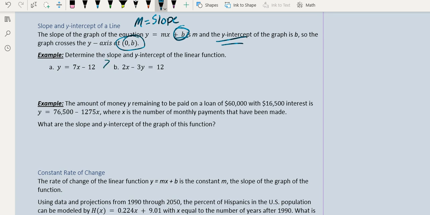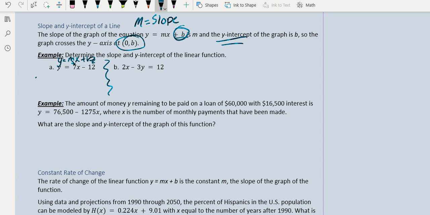So for example, A here, I have y equals 7x minus 12. Well, this is easy. If I write y equals mx plus b right above it, the m is indicated by the 7 and the b is indicated by the negative 12.